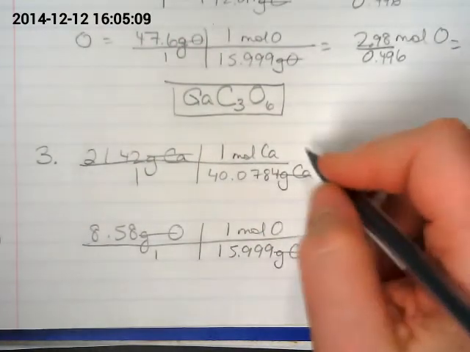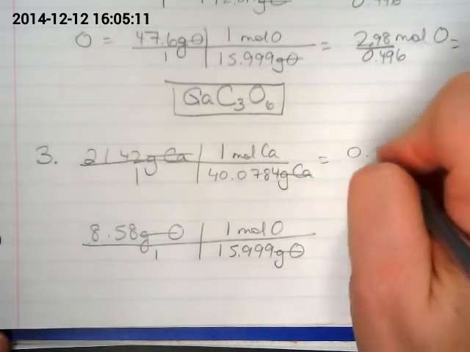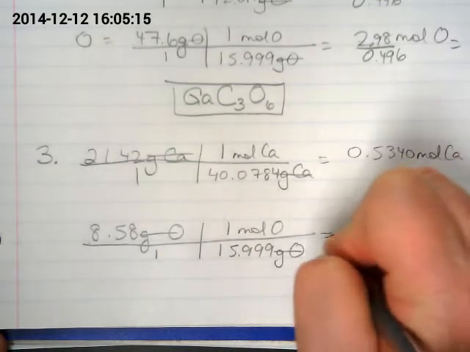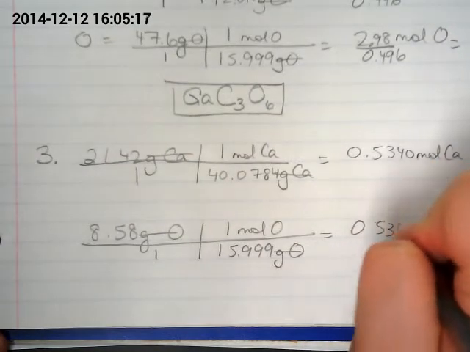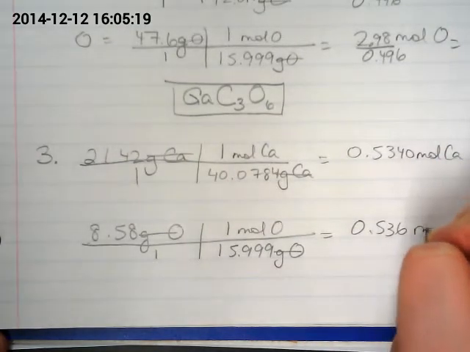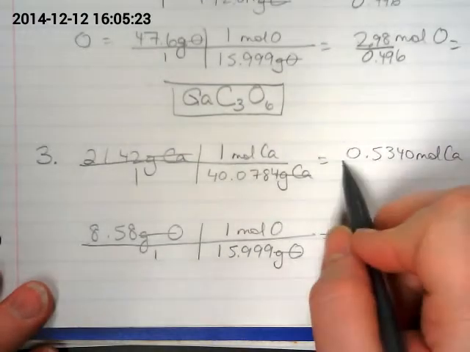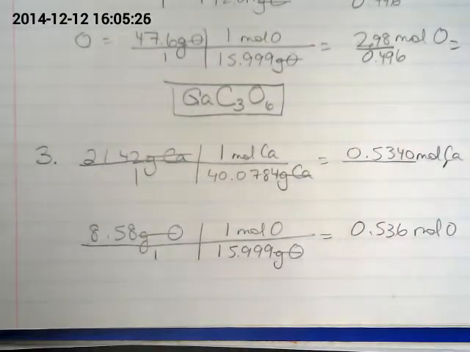I do the math here. I get 0.5340 moles of calcium and 0.536 moles of oxygen. These are not within 0.2 of a whole number, so we're going to divide them both by the smallest number.